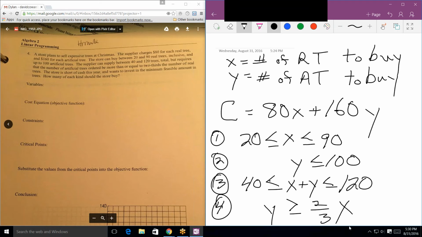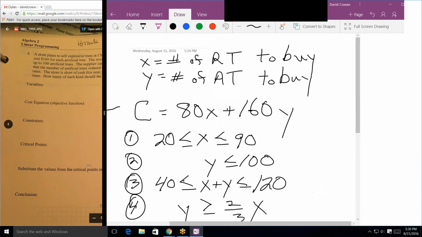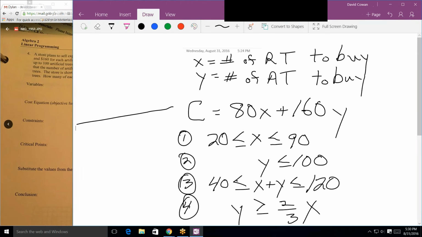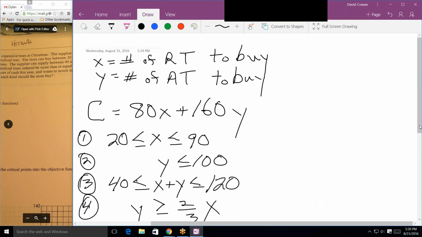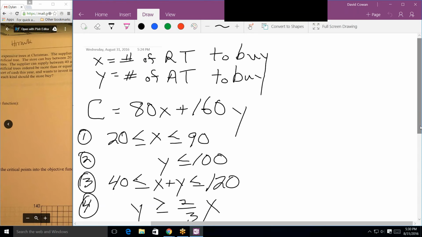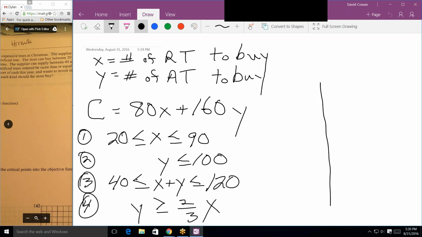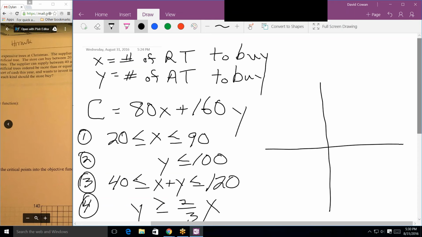I'm not sure. Let's see. Let me expand this. I don't think we need to read it anymore, but in order for me to try to graph it. Now, remember, we're not graphing our cost function. No, we're graphing all of the constraints. Okay, how would you graph those?